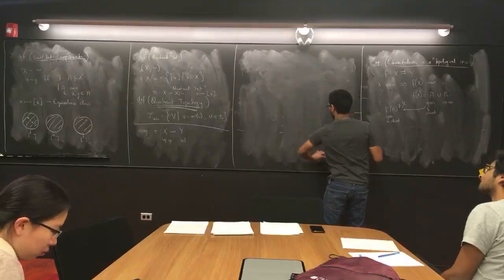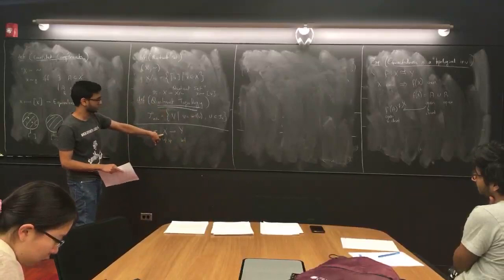What did you write to the left of the pi on the last line, the thing you just wrote? This is a topological space? No, to the left of pi. Surjective. Oh, okay. Thanks.